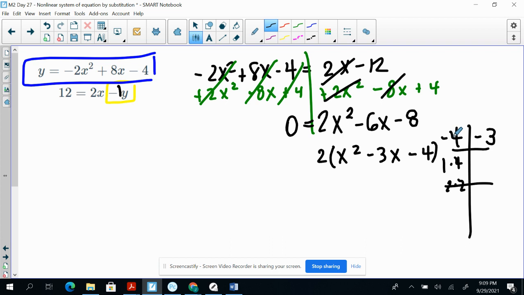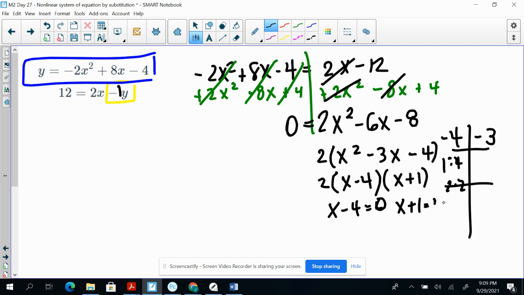So 1 times 4 will give me 4, and 4 and minus 1 will give me 3. I need a negative 3 and a negative 4. So one of these two numbers needs to be negative. 4 is going to be best because our b is negative, so the largest multiple needs to be negative. So x minus 4, x plus 1. And that, with the 2 on the outside, is the factored form, but we need to solve because we want to know what values of x we're working to see to plug in to get our y.